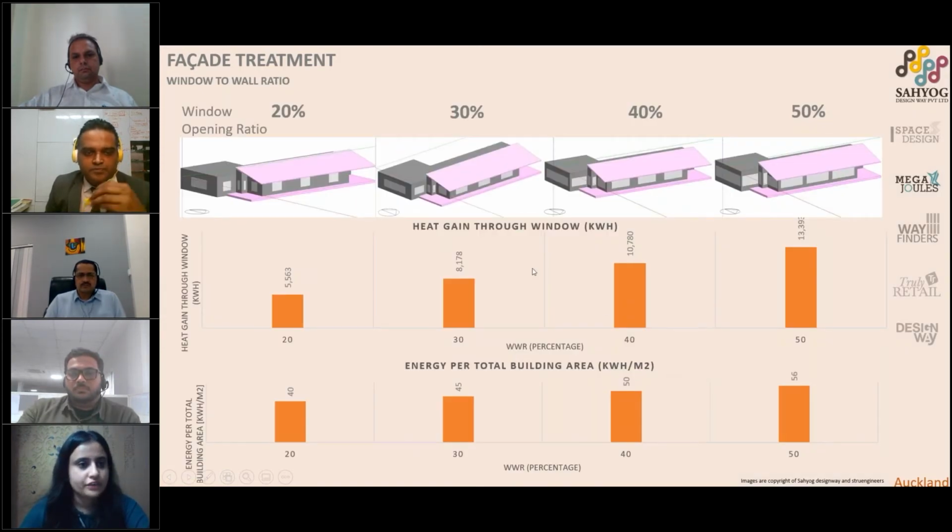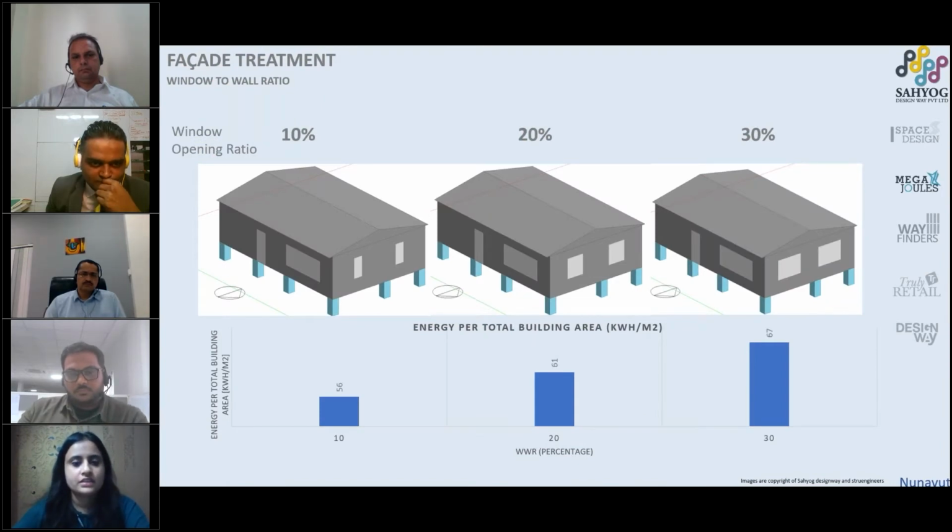Then to treat our facade, we have done the window to wall ratio analysis from 20% to 50%. Based on that, we have provided 40% window to wall ratio. And these are the graphs showing the heat gain through windows and its impact on the total building energy. EPI is basically the energy consumption of any building, and buildings are rated based on that only. Similarly, we have done this study in Nunavut also, and here we have selected 10% window to wall ratio to reduce the thermal conduction.